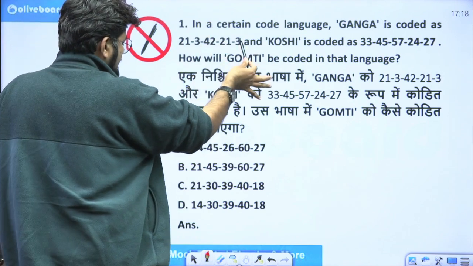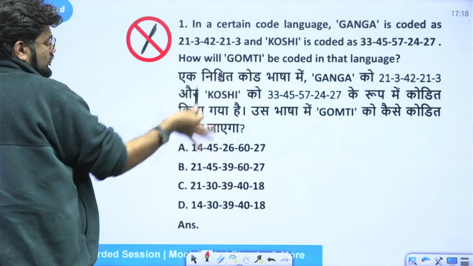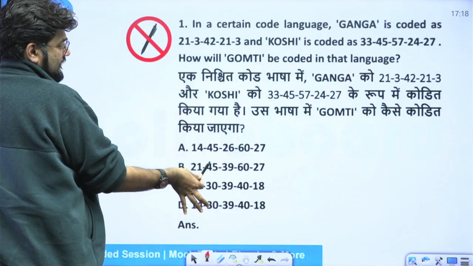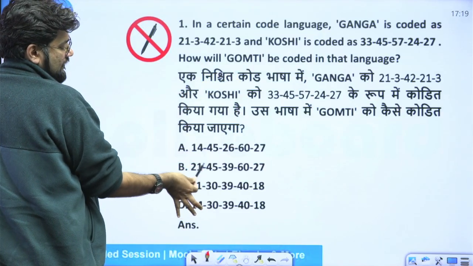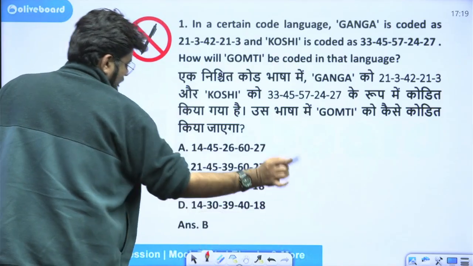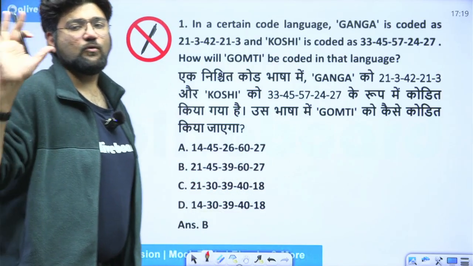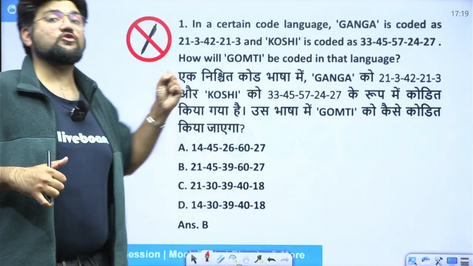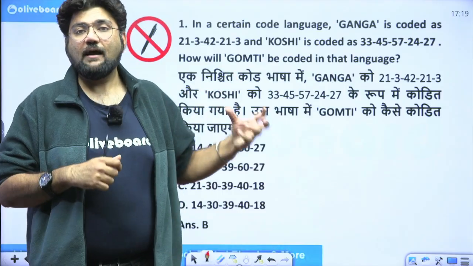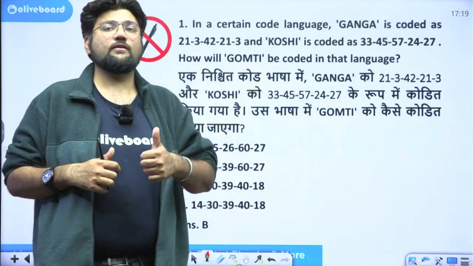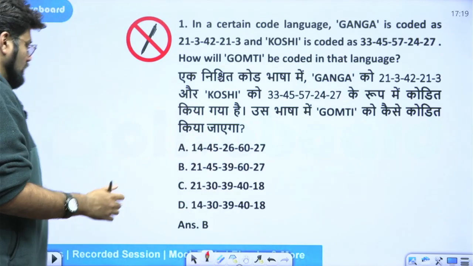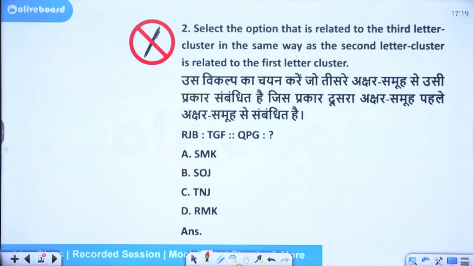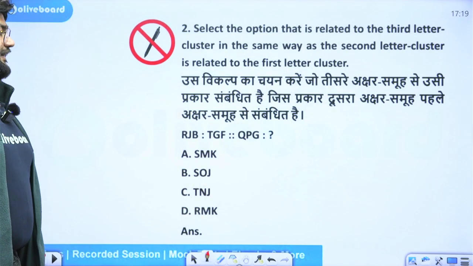So for Gomti now, the code will be again 7 into 3, 21. So these two will not be the answer. The next one, 15 into 3, 45. So option B is going to be my correct answer. That's the beauty. Without the pen. And I'm not saying that all questions can be solved without the pen, but today specifically we will be solving questions which you will be able to attempt without lifting the pen, without solving anything, without writing anything.